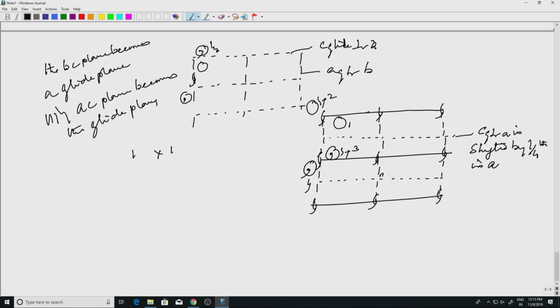So 1, 2, 3, 4. 1 x, y, z. 2 x bar, y bar, half plus z. 3 half minus x, y, half plus z. 4 half plus x, y bar, z.